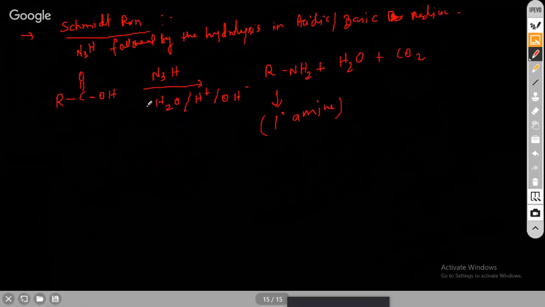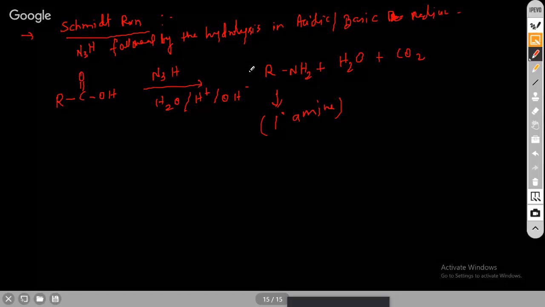OH minus takes this H, forms H2O, and this N3 attaches with this. And then N2 comes out from that. Wolff rearrangement takes place, we form isocyanate, and then the reaction goes like those reactions we have already done. Okay? Understood? Schmidt reaction we have done in case of aldehyde and ketone, right? We have done it, aldehyde and ketone. Okay, so that will not be done again.